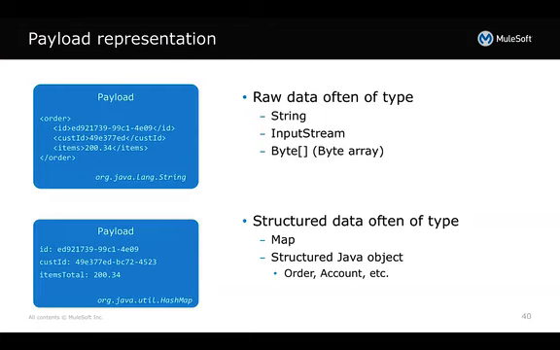Structured data, on the other hand, is when we have data that's turned into something like a map where we can access key value pairs, or a structured Java object, like our own order account class.